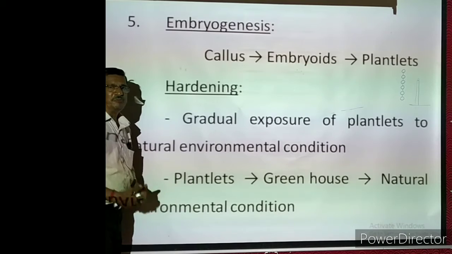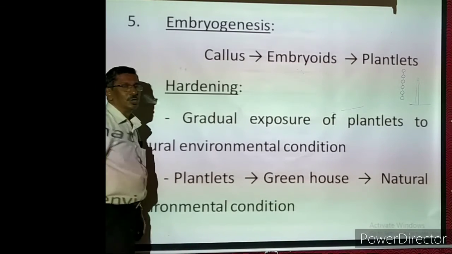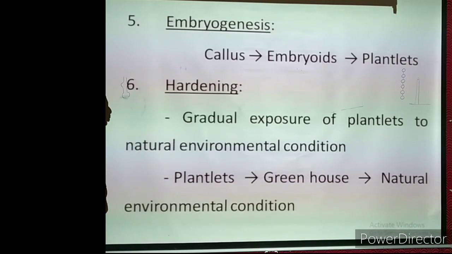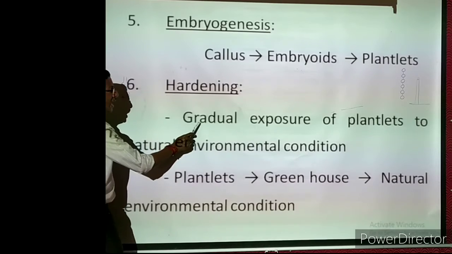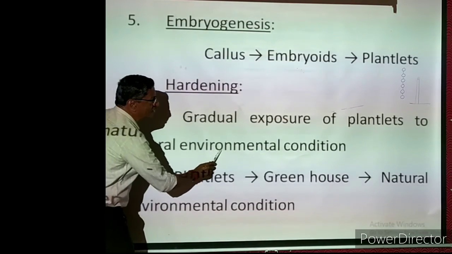But we cannot make them grow into big plants in the laboratory. Then we have to do hardening. What is the meaning of hardening? Just first I'll explain that, then you can understand. Hardening is the gradual exposure of plantlets to the natural environmental condition.